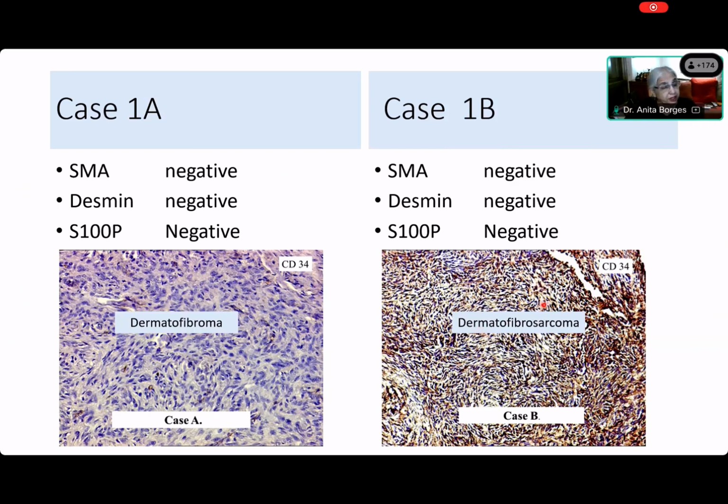So this is something that I would not hazard a guess on when we have a lesion in the skin. This is one area in which I would suggest that, even if you don't do SMA, desmin, and S100 protein, you do a CD34. And if that CD34 is positive, it is a dermatofibrosarcoma, if it has a storiform appearance and it is in the skin. That's a message that I hope you have got across.